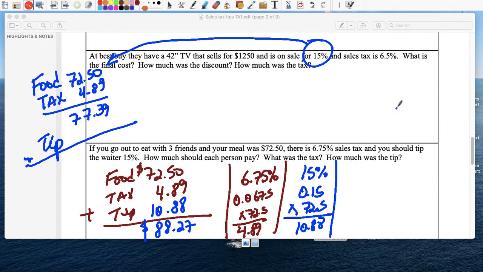Okay. So, like I said, next time you go to a restaurant, check the bill. I'm pretty sure the restaurants are adding the food plus the tax, and then they're saying, let's calculate the tip based on this, which I am not too crazy about.